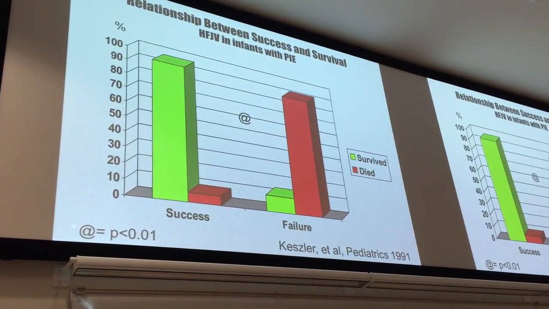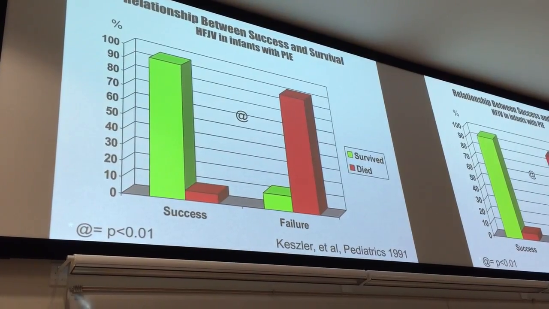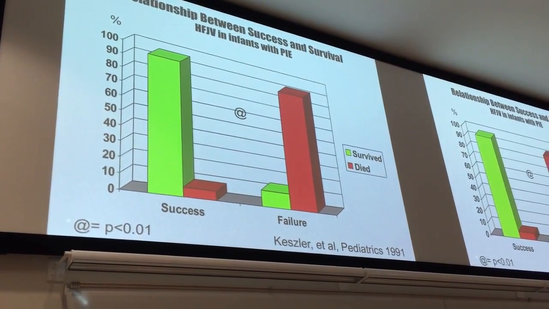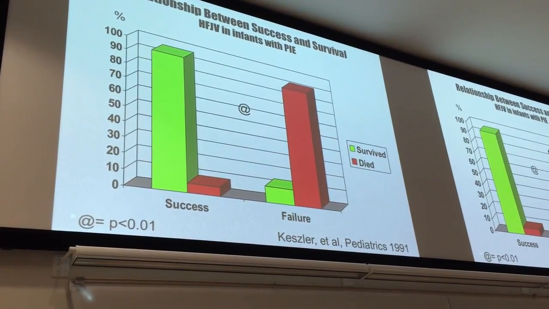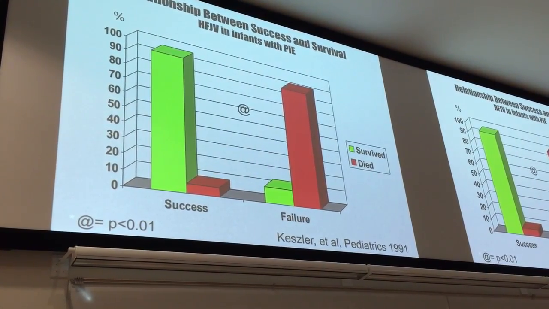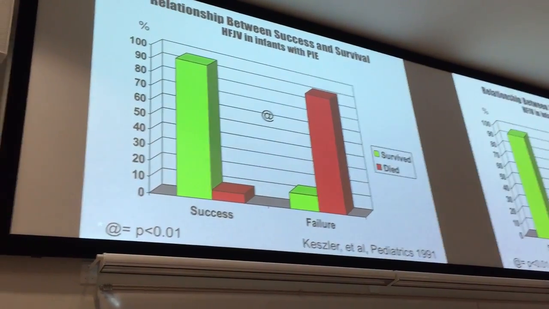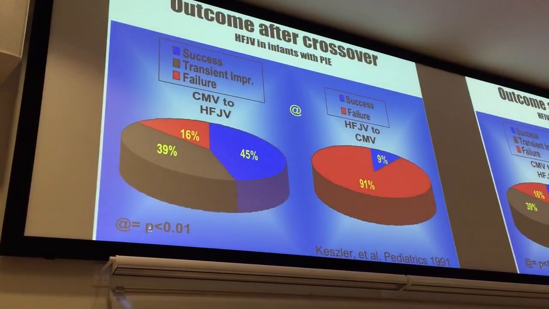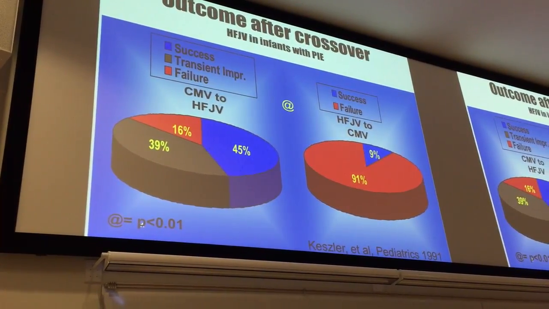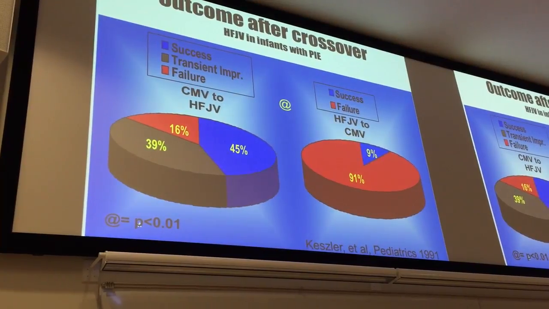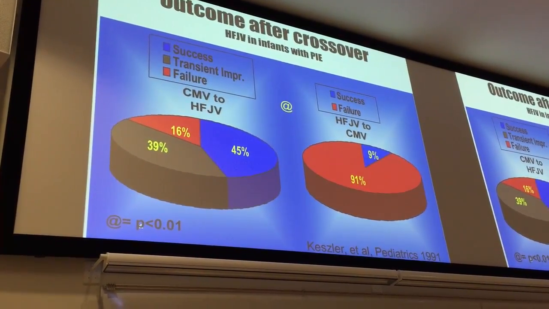If you succeeded, you lived. If you met failure criteria and could not be rescued by the alternate therapy, you mostly died. So it was, I think, not entirely unethical for us to allow crossover, but you can't please everybody. People who have not been to the bedside may not appreciate the limitations of clinical research. This just shows what happened after crossover, having said that we allowed it.